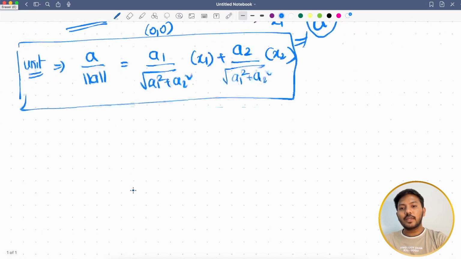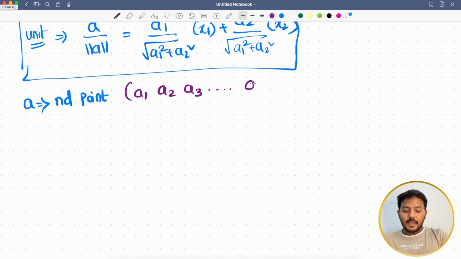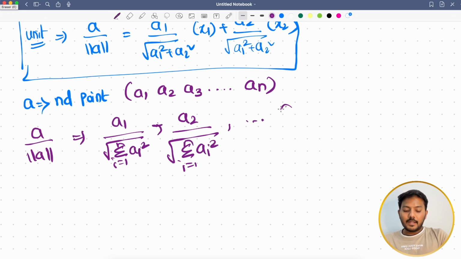So let's assume we have n dimensions, A equal to an n-dimensional point. So we have something like A1, A2, A3 up until AN, right? So if I convert A by modulus of A, this would become A1 by root of sigma i equal to 1 to n ai square, comma A2 by root of sigma i equal to 1 to n ai square, up until AN by root of sigma i equal to 1 to n ai square.